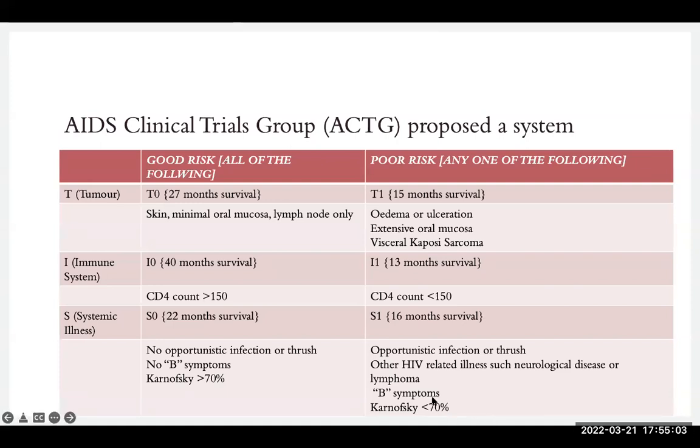But if you're less than 70, then you're not ambulant. You need a lot of assistance to do just basic life related events. Okay, so this is how it helps when you can categorize patients. Unfortunately, if you have any one of these on this side, the patient is pushed to the poor risk. And when they have all of these other ones, then they're in good risk. Okay.